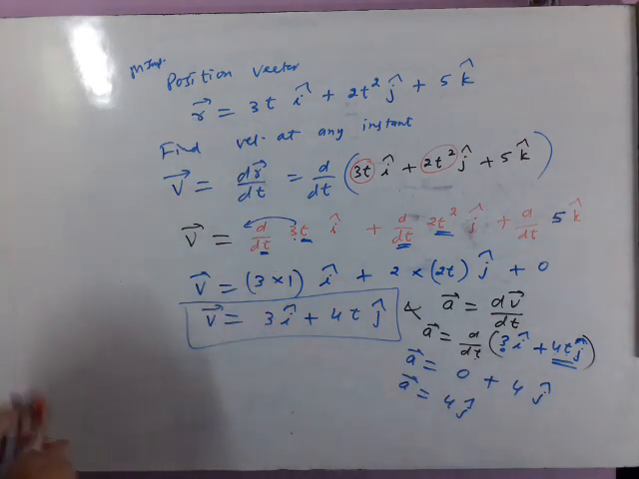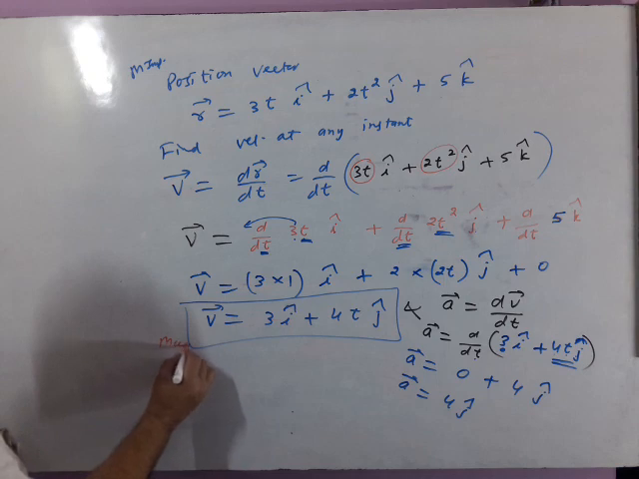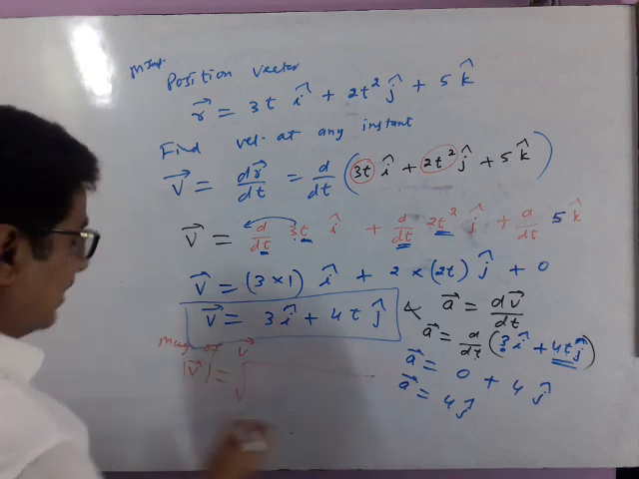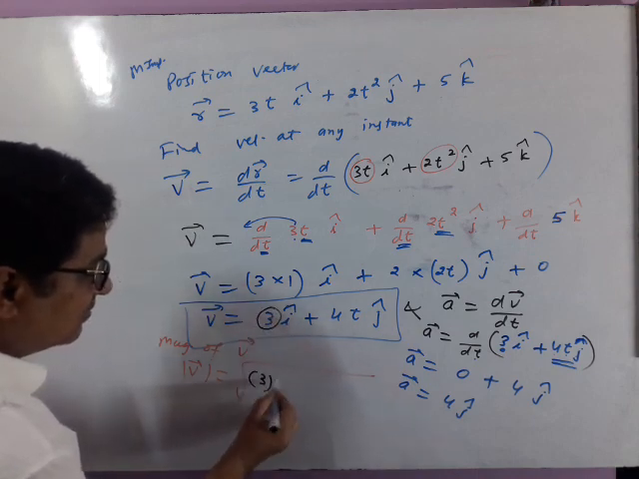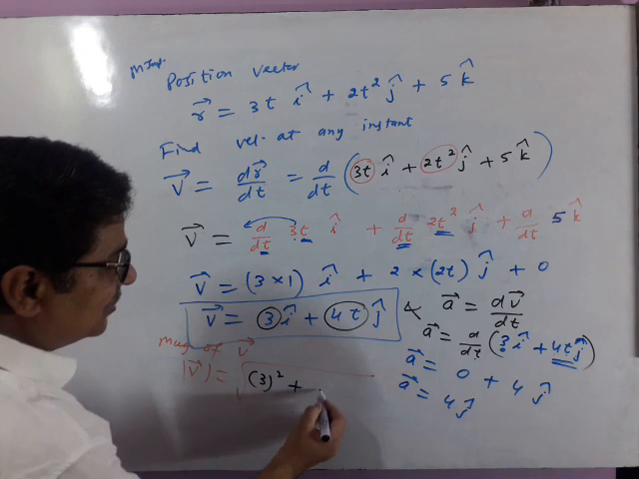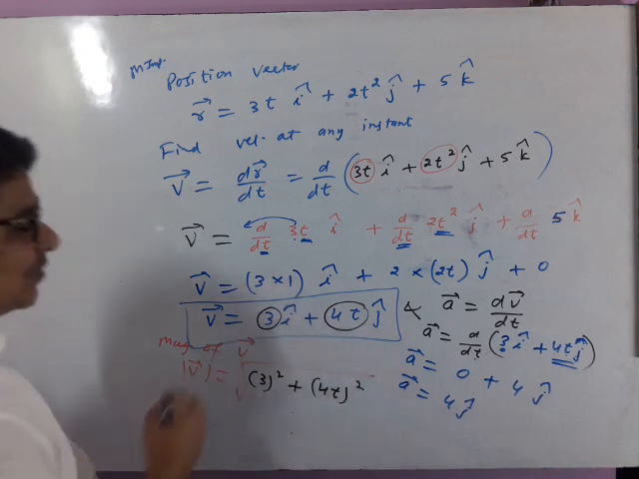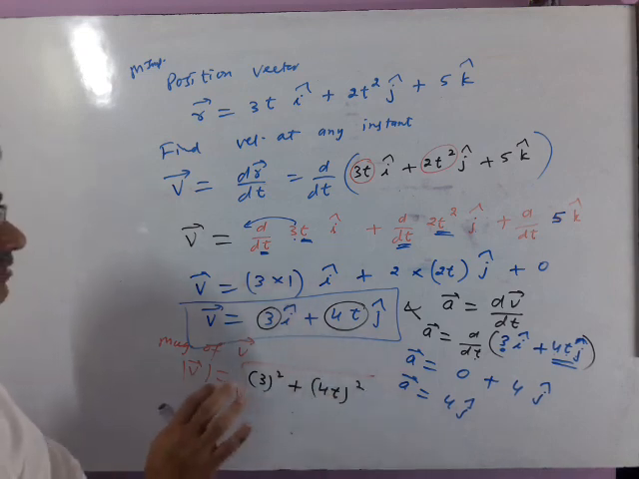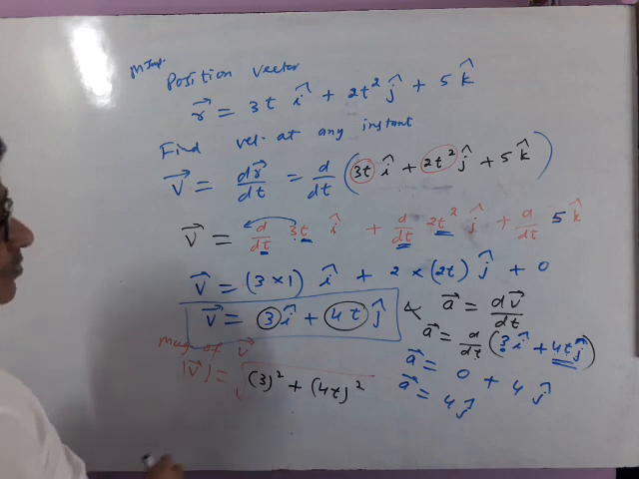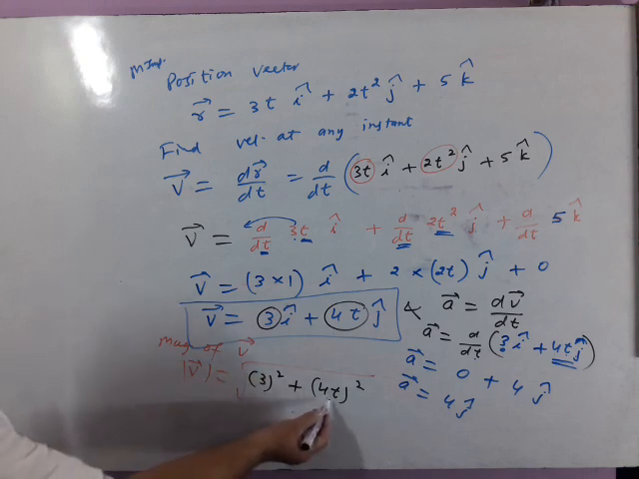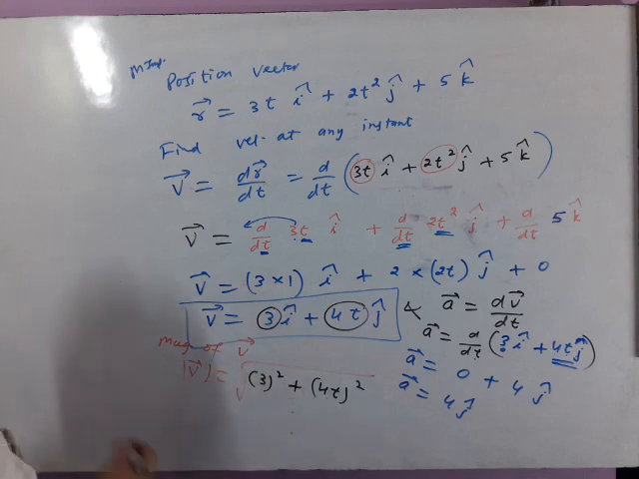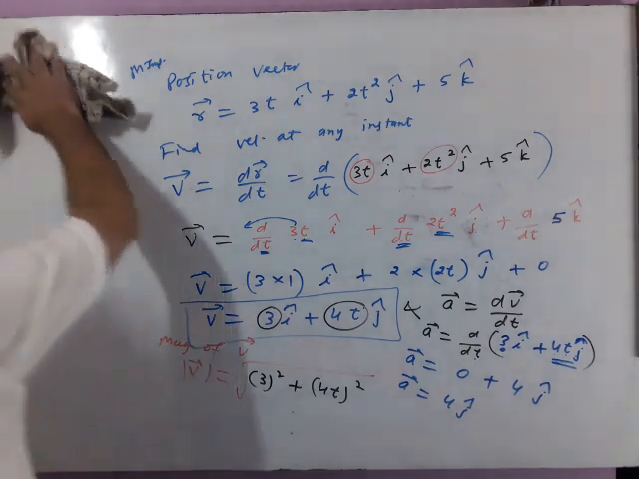In vectors you will learn how to find the magnitude of velocity. You see, it is under the root, coefficient of i square plus coefficient of j square. This way we find the magnitude. You will be learning this in vectors also. When it says find the velocity magnitude at 1 second, now put the value of time as 1 second. Got it?